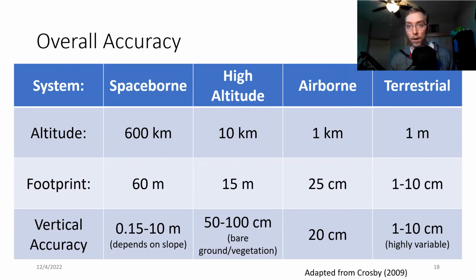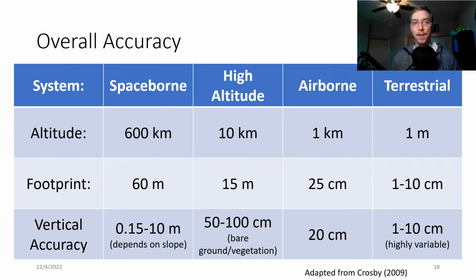Airborne LiDAR, so aerial LiDAR or ALS, is flown around 1 kilometer in height. The footprint is much better. It's about 25 centimeters in a lot of conventional or contemporary aerial LiDAR. And then the vertical accuracy there, I have it listed at 20 centimeters. It can be lower than that, but an industry standard is about 15 centimeters is what most people will list as their accuracy or vertical uncertainty for their LiDAR. So just have to take that into account if you're trying to do error budgeting.